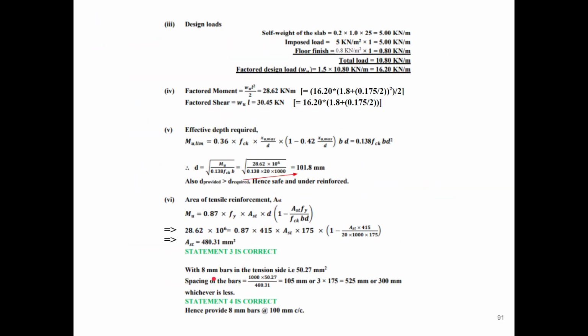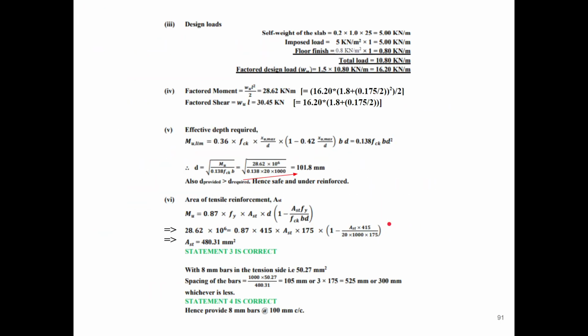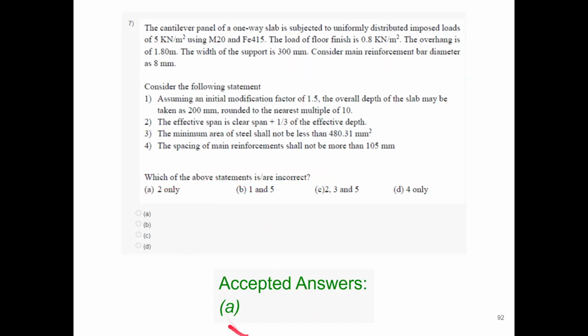So 3 is correct, and for 4, let us provide 8 bars on the tension side. So area is 50.27. So spacing will be 1000 divided by 480.31 by 50.27, right? So that will be equal to 105. Okay, so spacing should be the minimum of 105, 3 into 175 and 300, which is 105 itself. So 4 is also correct. So only 2 is wrong. Okay, hence provide 8 bars at 100 center to center. So A is the correct option.